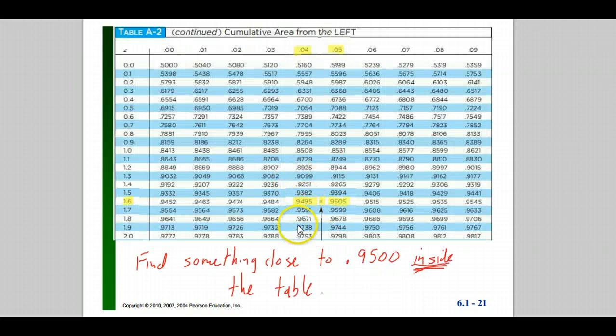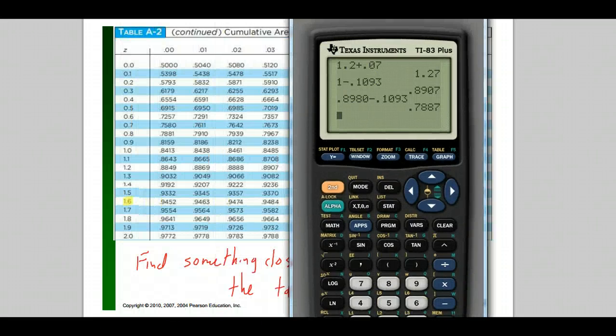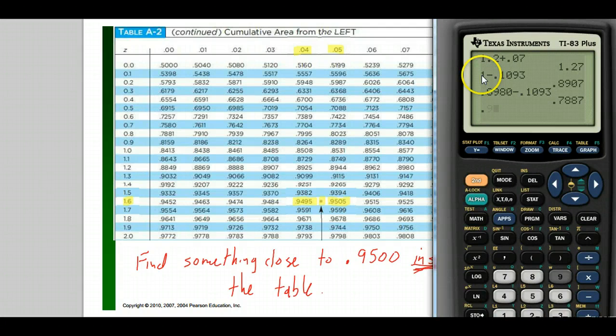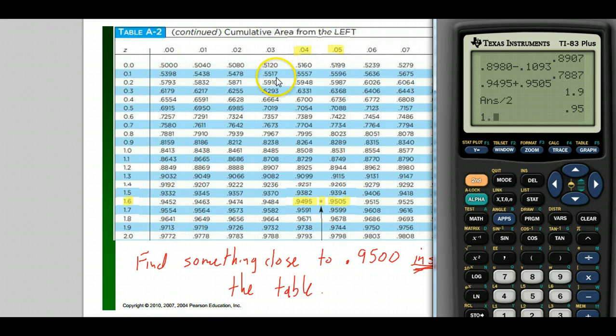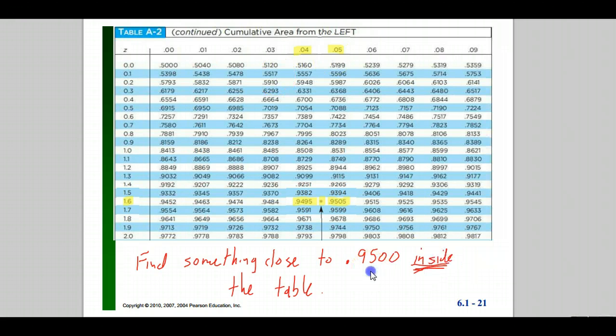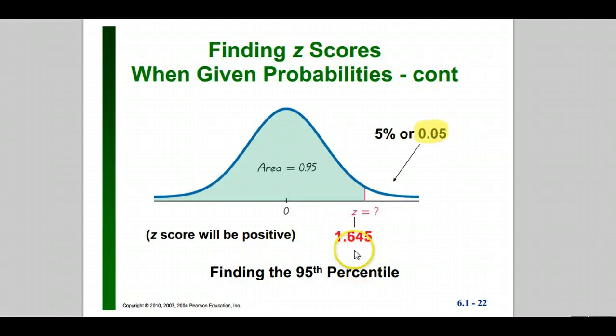So here's for this one. 1.64 and 1.65, if you average those two, 0.9495 plus 0.9505, and then divide by 2, you get 0.95. So that little star in your book refers to the average of these two numbers, 1.64 plus 1.65. If I average those two, I get 1.645. And that's what we use for that z-score.